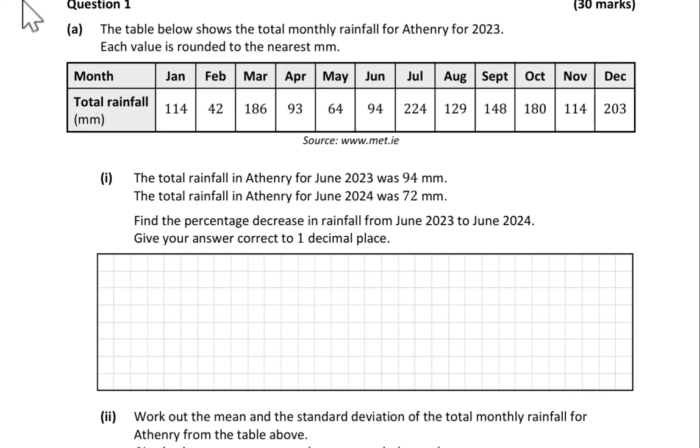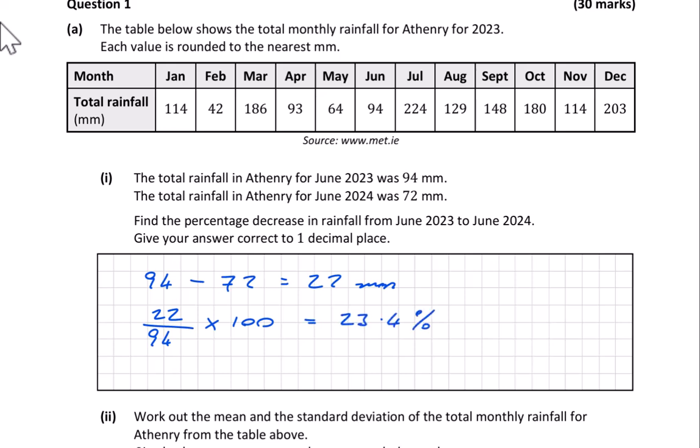So what we've really got to do here is take the bigger one, which is 94, subtract 72. That'll give you 22 millimeters in the difference. What we need is the percentage decrease. So you take the 22, divide it by the 2023 value, which was 94 millimeters, multiply your answer by 100, and you get 23.4%. And that's really it.